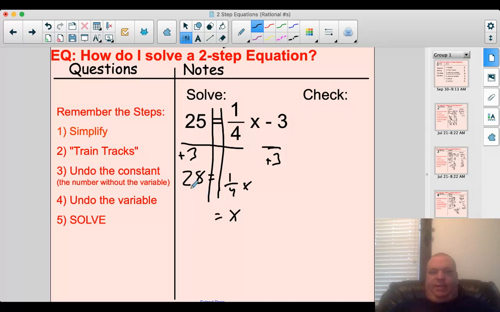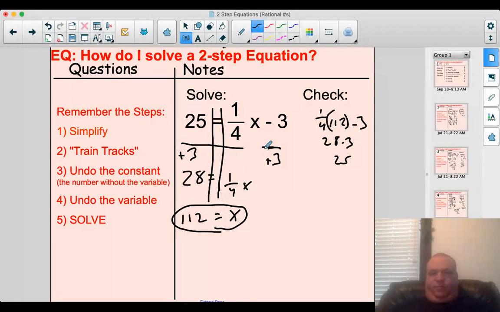So 28 times 4 would be, well, 20 times 4 is 80. 8 times 4 is 32. Put those together, get 112. Okay. So if I check 1/4 of 112 minus 3, it should give me 25. Well, 1/4 of 112 is 112 divided by 4, which is 28. Minus 3 is 25. So that works out. So 112 is my answer there.